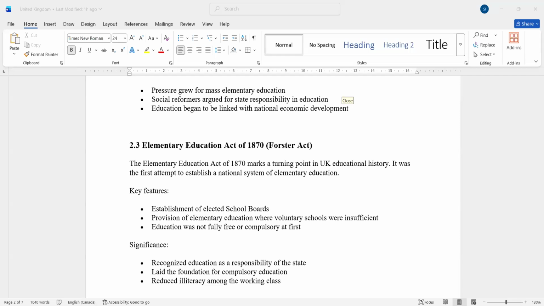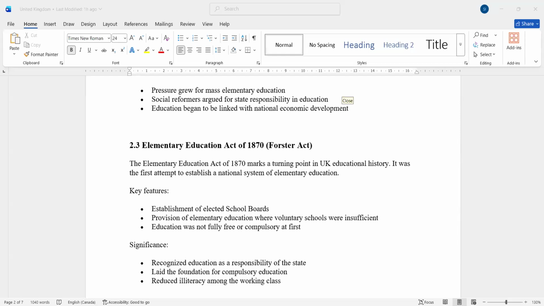The Elementary Education Act of 1870 marks a turning point in UK educational history. It was the first attempt to establish a national system of elementary education in 1870. The key features: establishment of elected school boards. I think in Sri Lanka, a few schools have school boards, especially private schools. Government schools, of course, are under the Ministry of Education, so teachers are recruited from the Ministry of Education. Private schools, of course, recruit on their own. Establishment of elected school boards, and provision of elementary education where voluntary schools were insufficient.